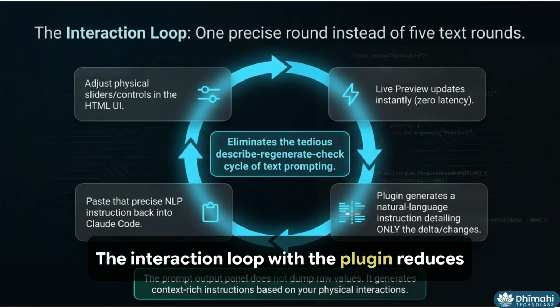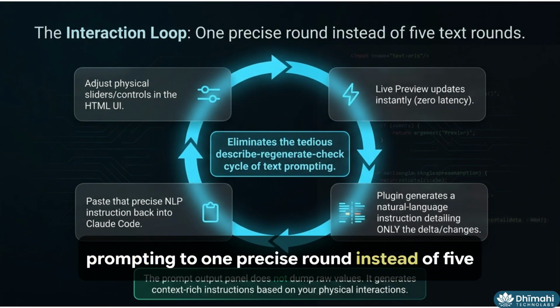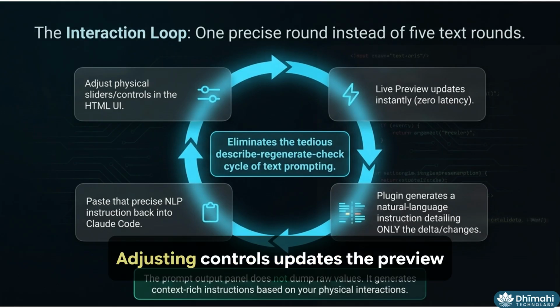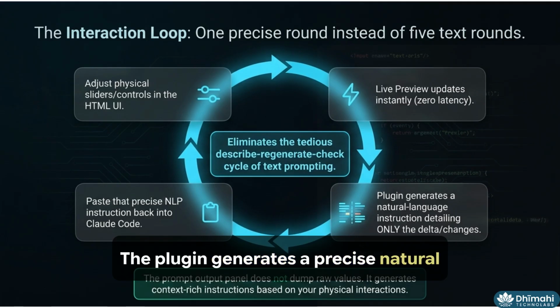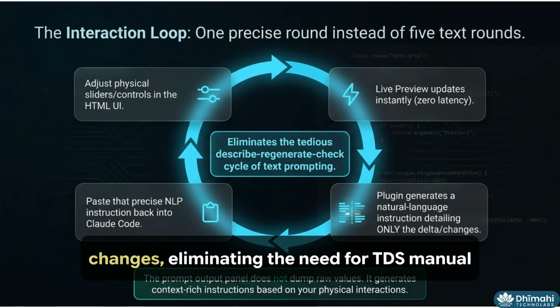The interaction loop with the plugin reduces prompting to 1 precise round instead of 5 text rounds. Adjusting controls updates the preview instantly. The plugin generates a precise natural language instruction detailing only the changes, eliminating the need for tedious manual description.